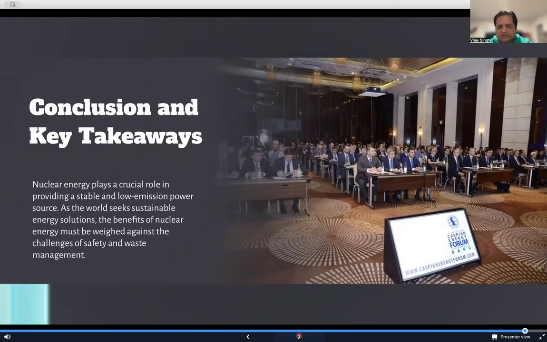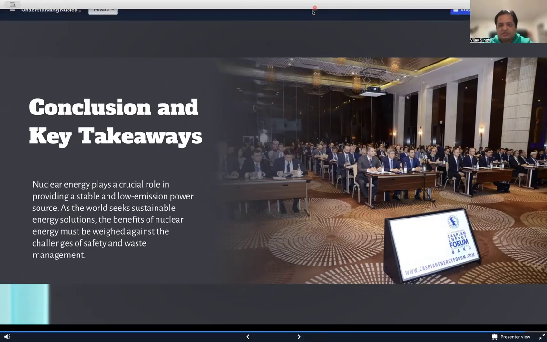So big takeaways. The big takeaways are that nuclear energy plays a crucial role in providing a stable and low emission power source. As the world seeks sustainable energy solutions, the benefits of nuclear energy must be weighed against the challenges of safety and waste management.